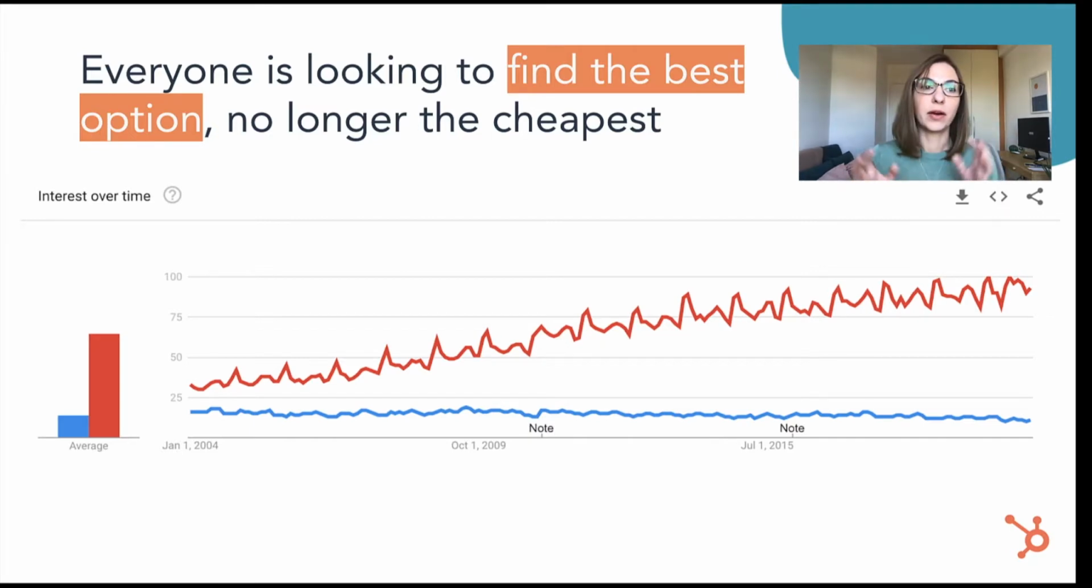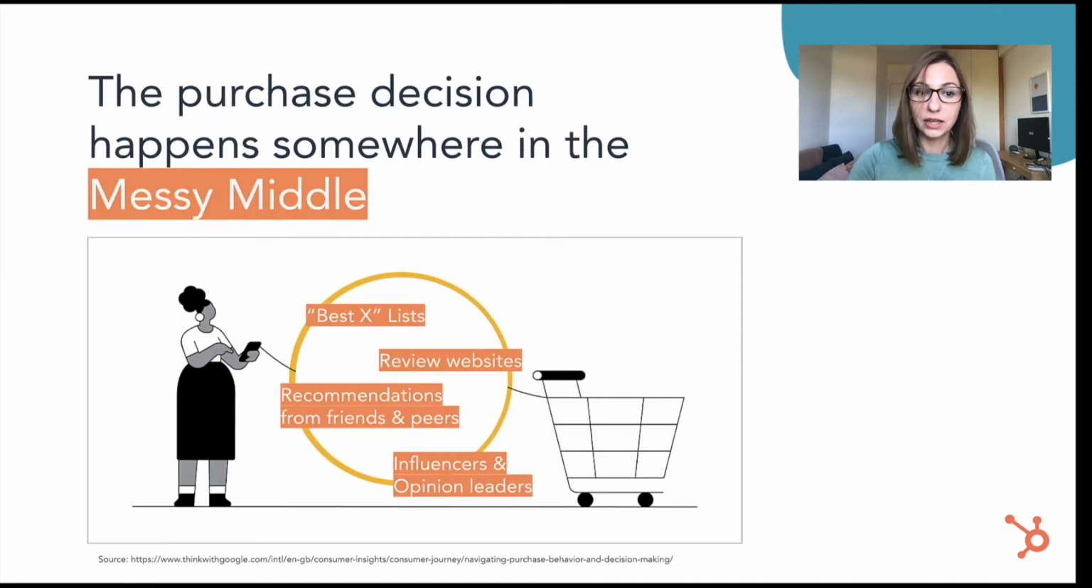If we think about it, when we started using Google and other search engines, we were looking very much at trying to find the cheapest option, the best price. But now, because we have so many options and most of them are available online, it's not only about the price. We're not only looking at buying the cheapest option, but at finding the best option for our needs. And this search for the best option is what Google calls the messy middle.